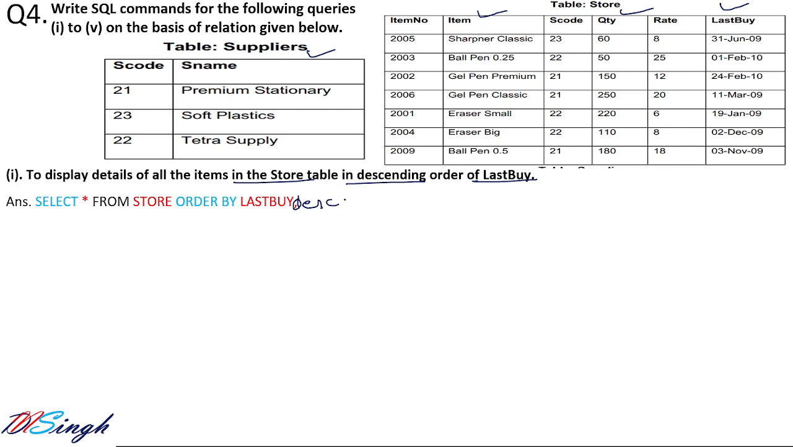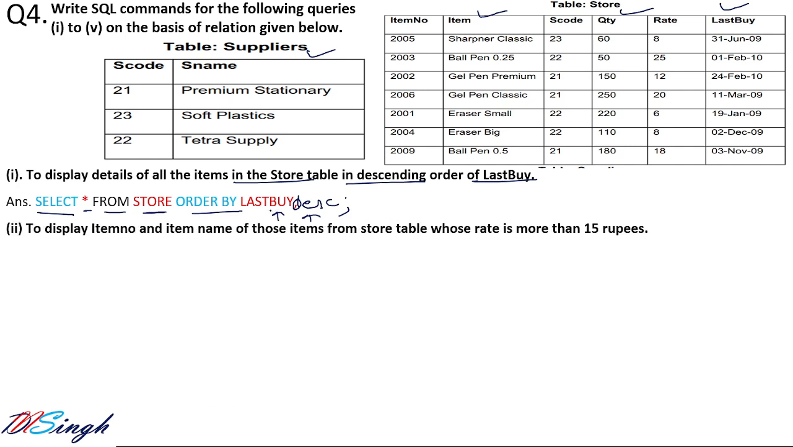DESC, semicolon. So the select command, star for all, from clause, store table, order by clause, and then we are going to write the column name based on which the order is required, and the way it should be ordered. So in descending order. Let us see the next question.